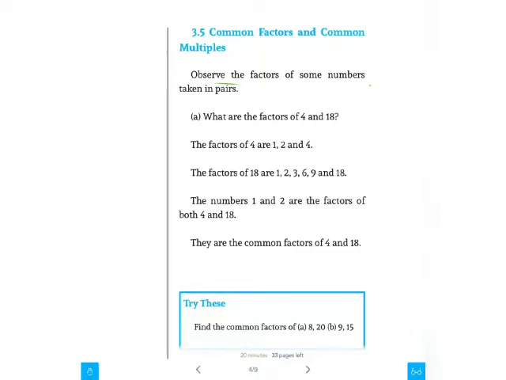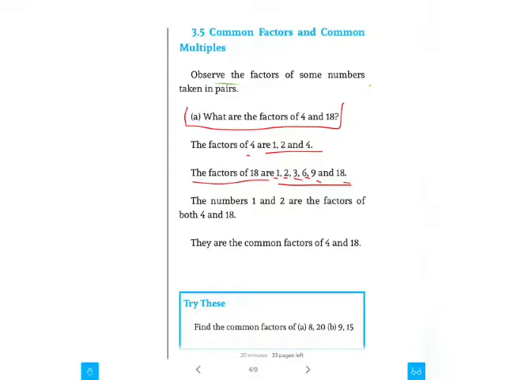So question number 1 is, what are the common factors of 4 and 18? First you need to write the factors: 1, 2 and 4 are the factors of 4 because they can divide the number 4. And what are the factors of 18? You will see 1, 2, 3, 6, 9 and 18 itself. These are the factors of 18 because they can divide 18.